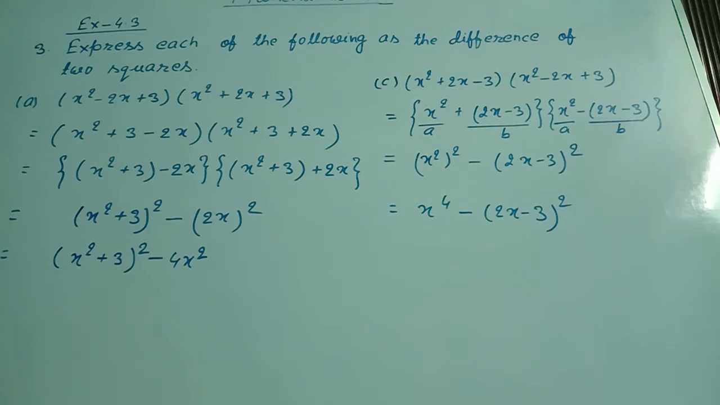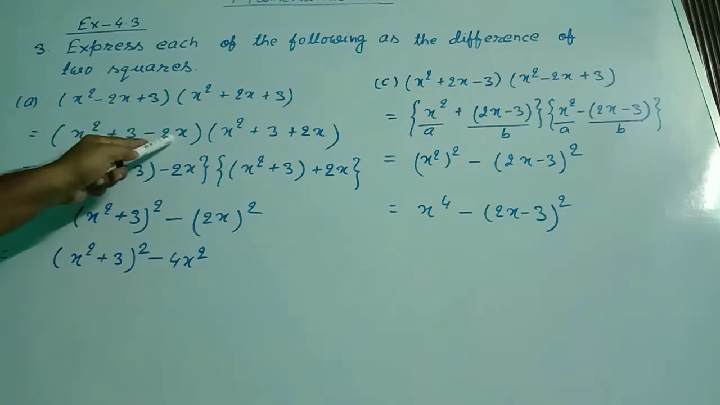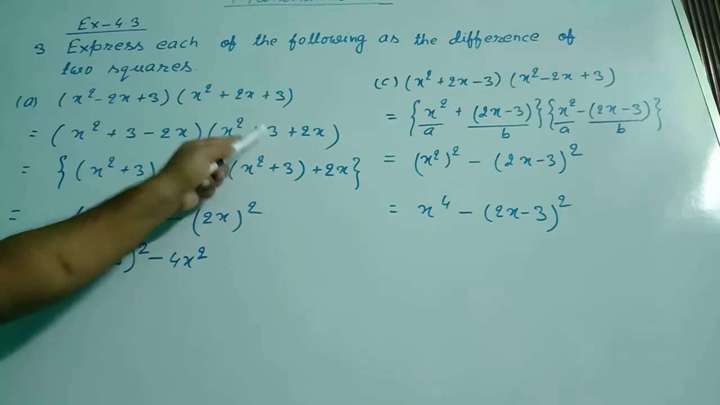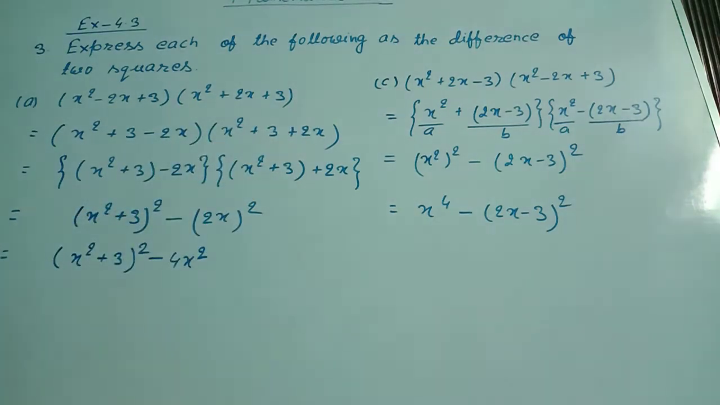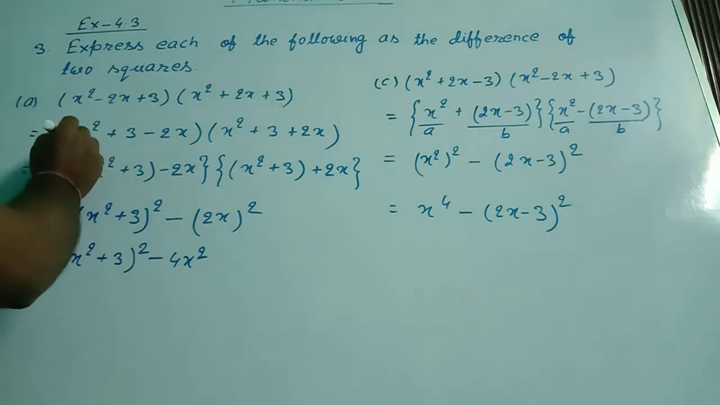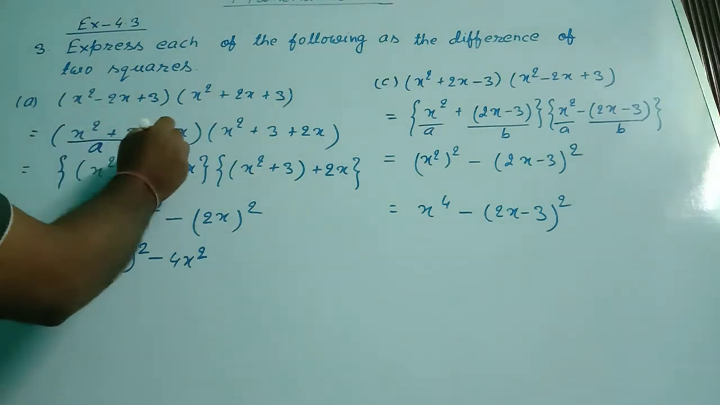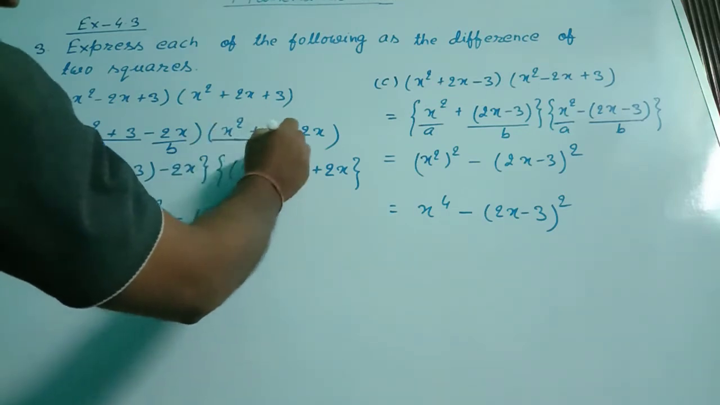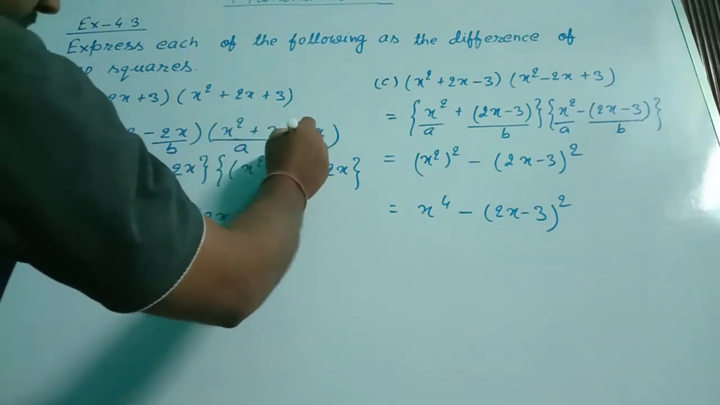For that I made groups. I wrote these two, x² + 3, together, and −2x came here. Here also x² + 3 together, and +2x came here. So what are we seeing? This much we use as a and this much as b. On this side also this much is used as a and this much as b.